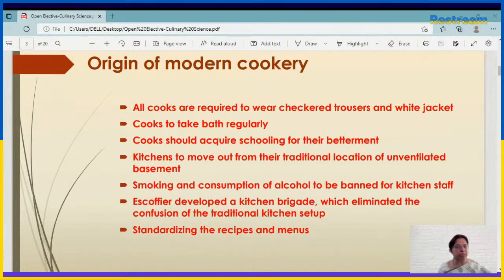He also developed a kitchen brigade, which eliminated the confusion of the traditional kitchen setup and the modern one, because he was called the father of modern cookery. So he did a program where he divided these two. Then standardizing the recipes and menus. So what do you mean by standardizing?